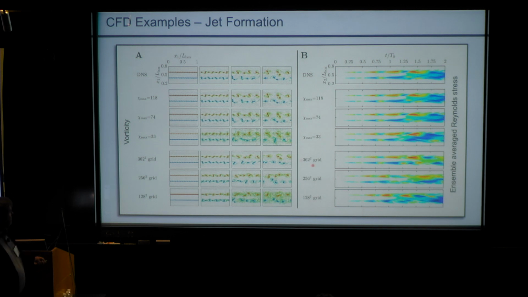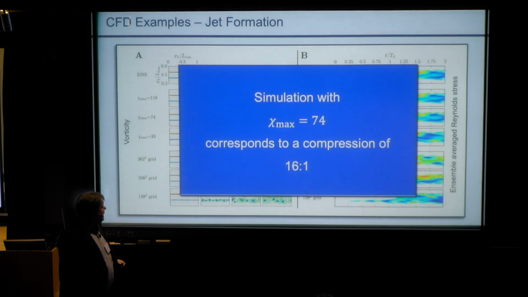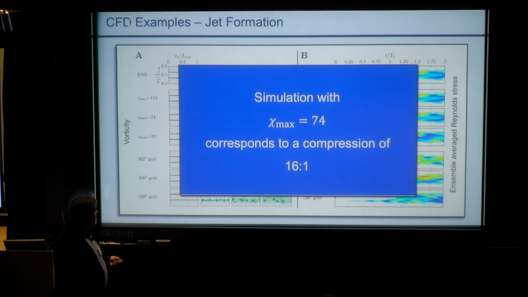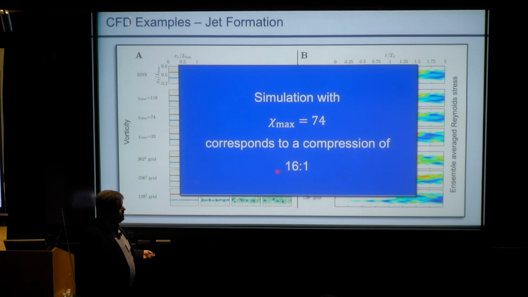So if you do under-resolved DNS, you see that even at a grid that is roughly the same computational complexity as this computation with 118 here, you get some visible qualitative differences compared to the other one. And if you make the grid smaller, it completely falls apart. So we do get here, in this case, with this choice of chi equal to 74, a reduction in memory requirements that is approximately a factor of 16 to 1 compared to the direct numerical simulation.